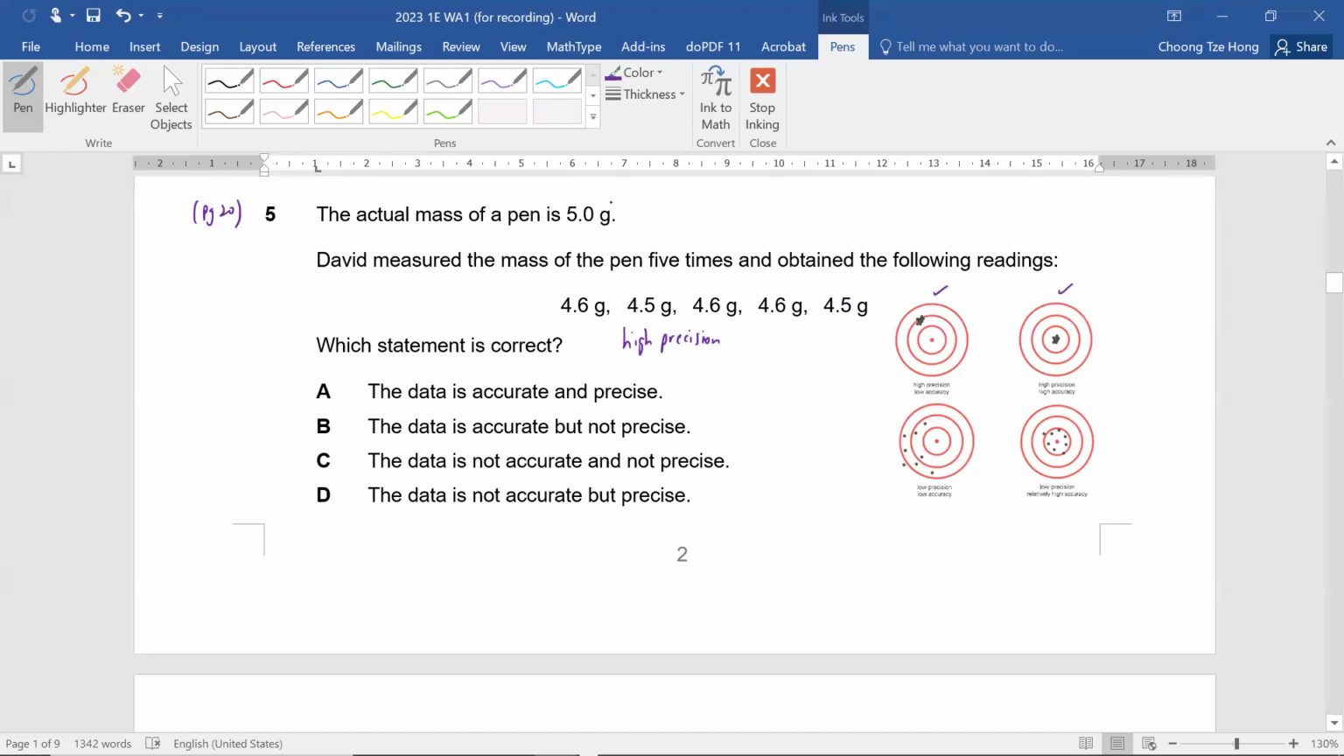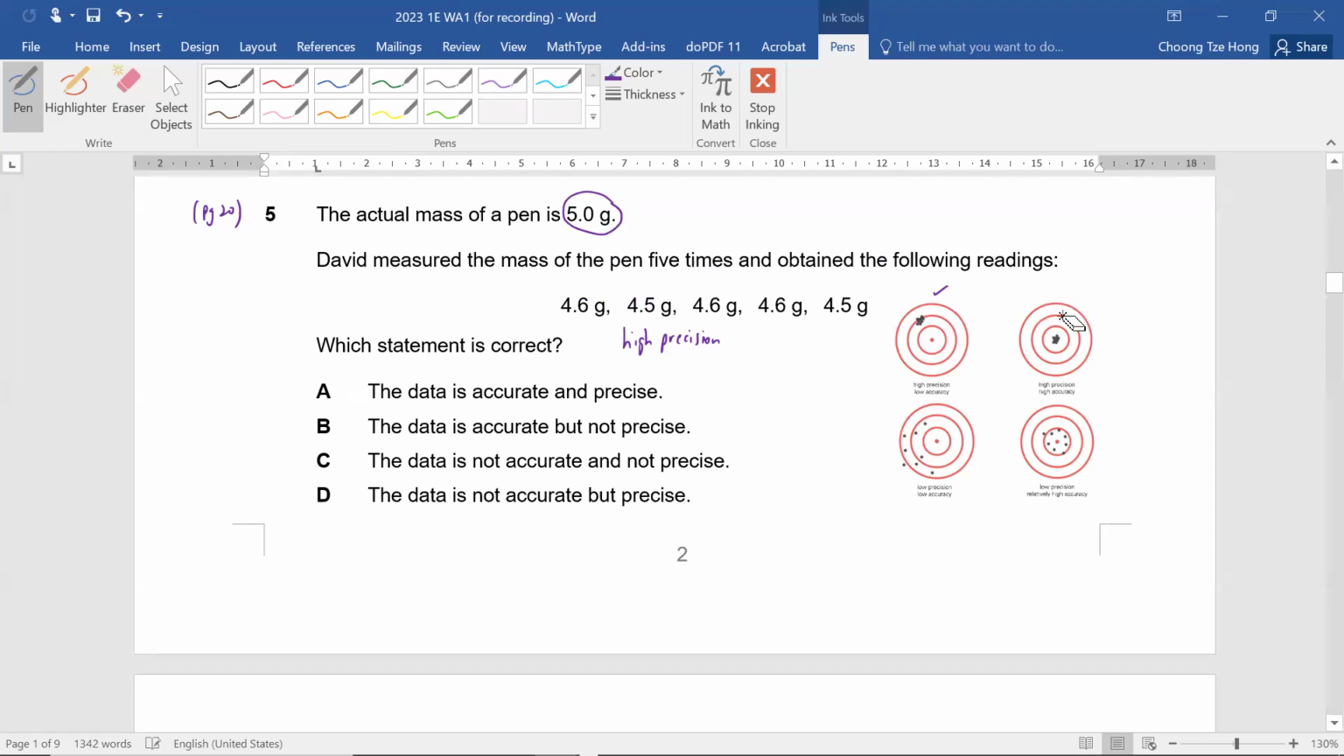The actual mass is 5 grams, but what you weigh is 4.6 to 4.5, so it's actually not very near, right? Very near would be something like 5.1 or 4.9. But to have a 0.5 gram difference out of 5 grams, that's 10% of the mark, so that would not be very accurate. So we will classify under this case: high precision, low accuracy.